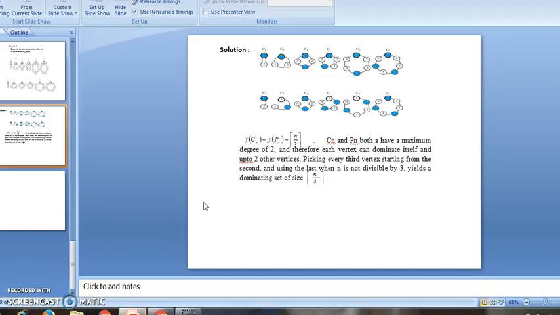Cn and Pn both have a maximum degree of 2, and therefore each vertex can dominate itself and up to 2 other vertices. Picking every third vertex starting from the second, and using the last when n is not divisible by 3, yields a dominating set of size ceil of n by 3. This way you can find the domination number for various graphs. Thank you for watching the video.